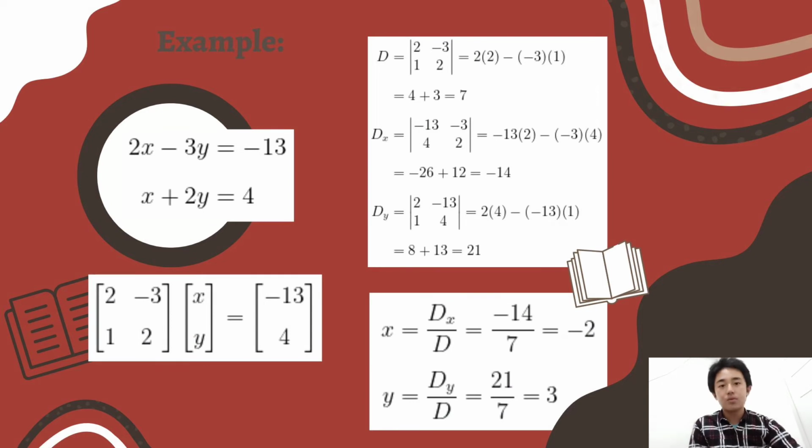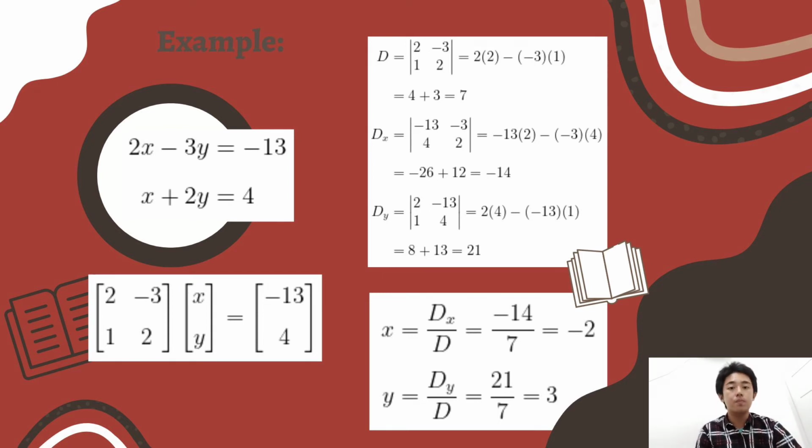Alright, Cramer's rule. This one is the trickiest because it includes linear equations. My friend already explained the formula earlier, so let's jump right into the example. We have here 2x minus 3y equals negative 13, and x plus 2y equals 4. So we have this linear equation.